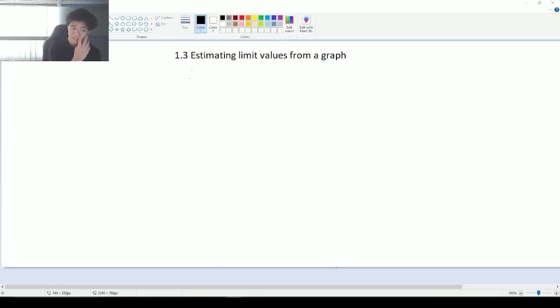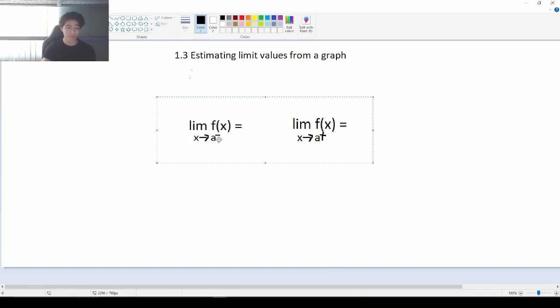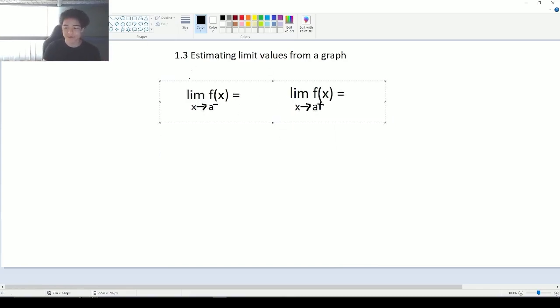So up next we have section 1.3, estimating limits from a graph. The first thing we're doing in this section is working on one-sided limits. Last time we learned about limits in general when you look at a graph approaching a point. So what is a one-sided limit? It's the same notation, but now we have a minus or a plus above the a. All this means is the minus means from the left and the plus means from the right. If that's not clear yet, it's going to be clear in a second.